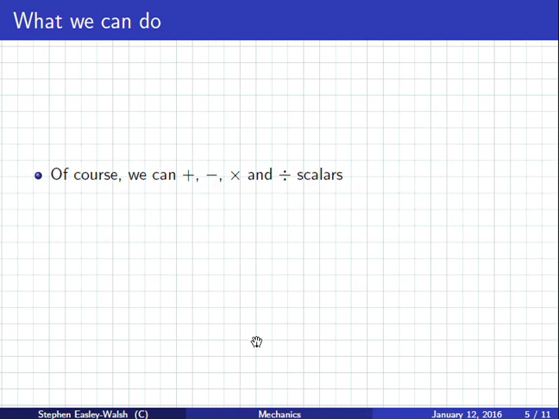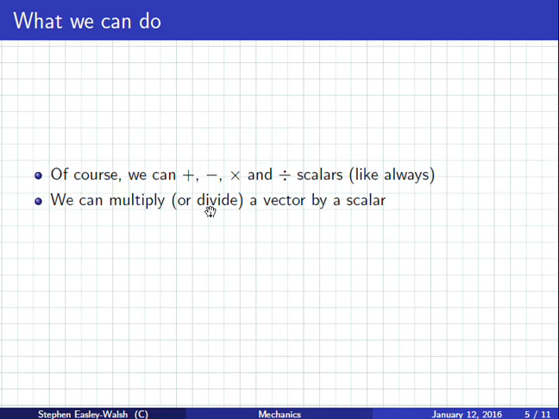So the scalar just changes the length of the vector when you multiply by a scalar. Although if you multiply by a negative scalar, like minus 1 or minus 2, it flips the vector around.